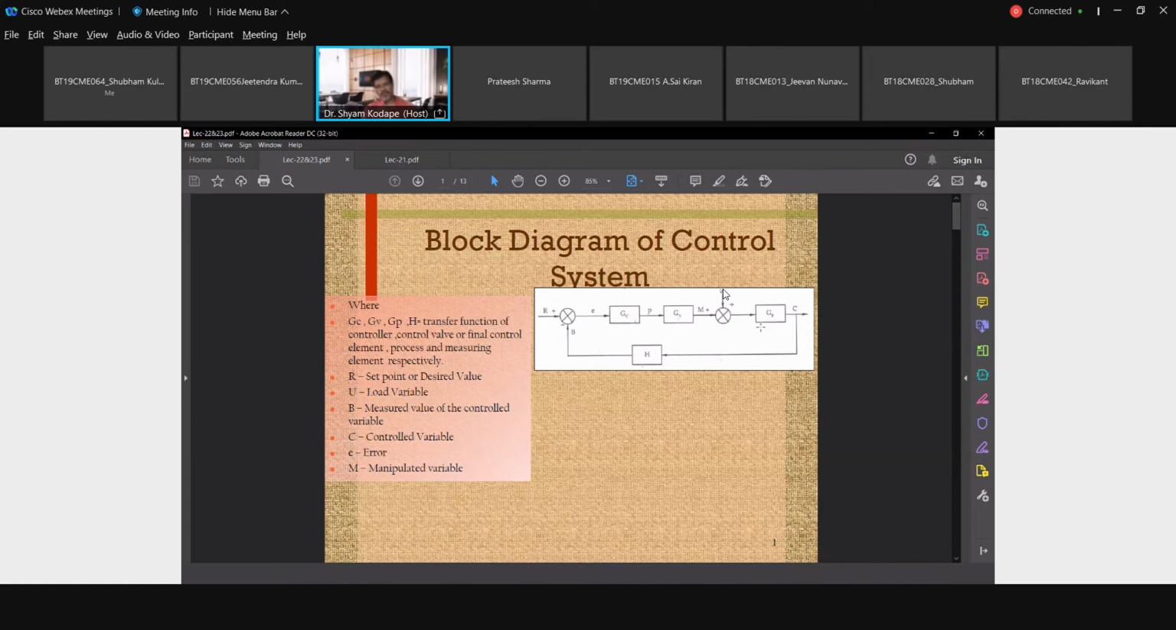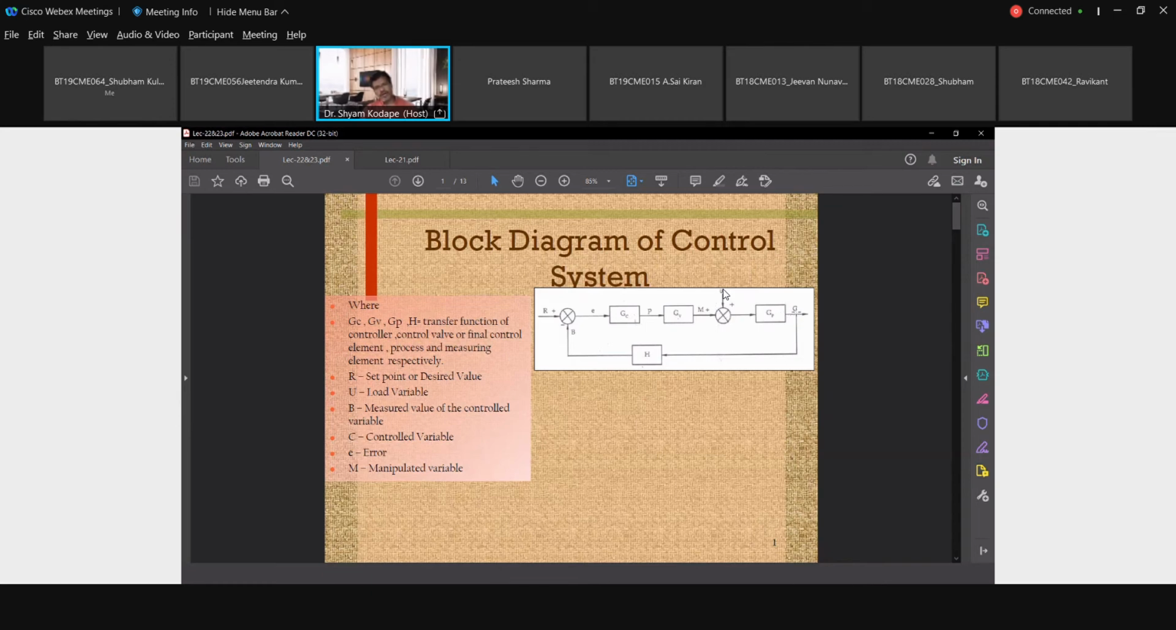Remember this diagram in general because we will use it a number of times. GC is nothing but the transfer function of the controller. GV is the transfer function of the control valve. It is called the final control element because a valve is generally used. That's why GV; the suffix V represents the valve. M is the manipulated variable. The plus sign represents that summation will take place over here. Load variable and manipulated variable combined will affect the control variable.